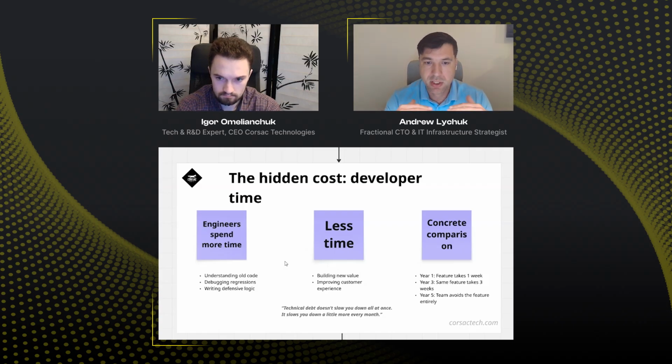Just imagine that a feature implementation takes only one week in the very first year of development. In the third year, the development of the same feature could take three weeks or even more. And in the fifth year, the team might avoid implementing this feature entirely. The issue with technical debt is that it doesn't slow you down all at once.